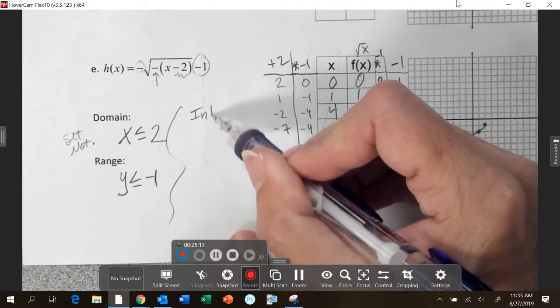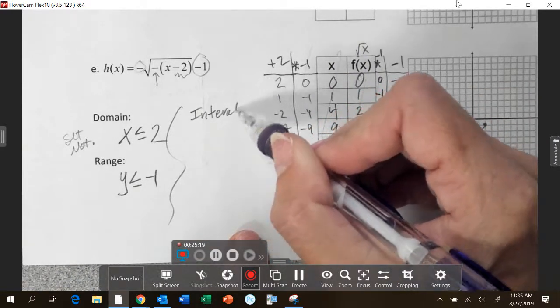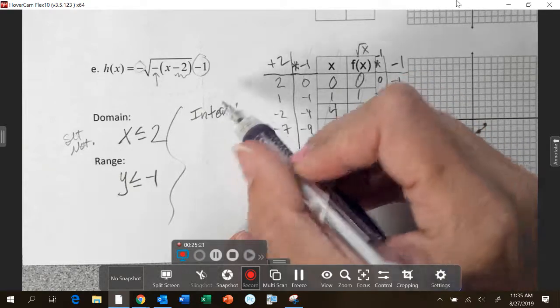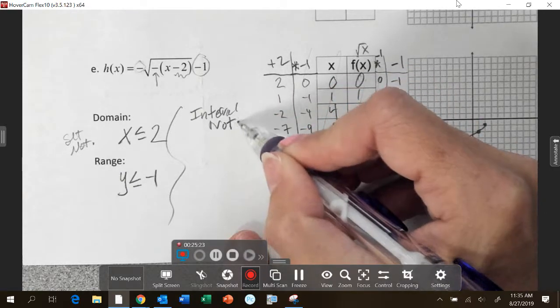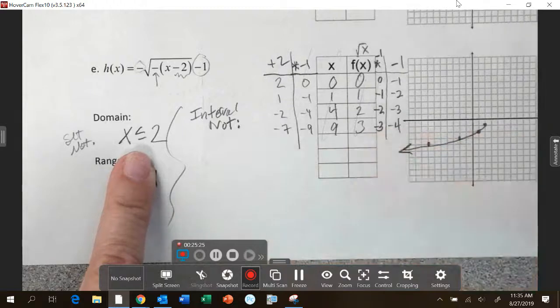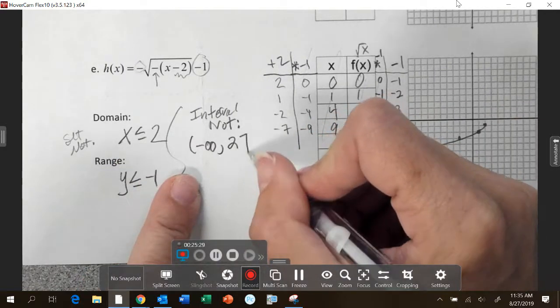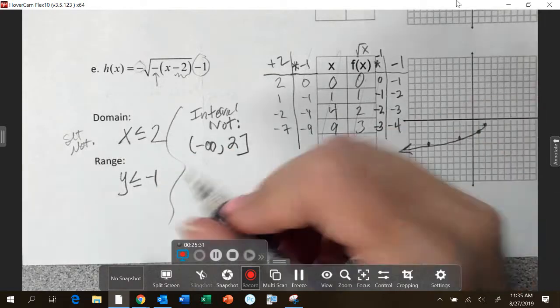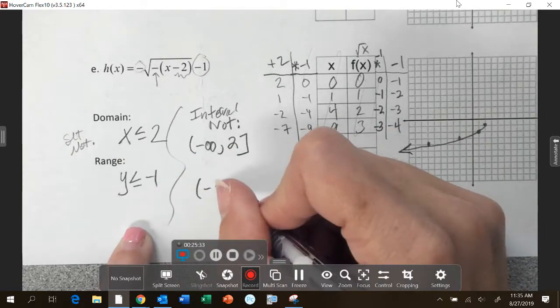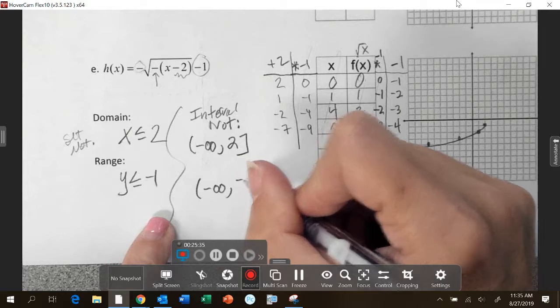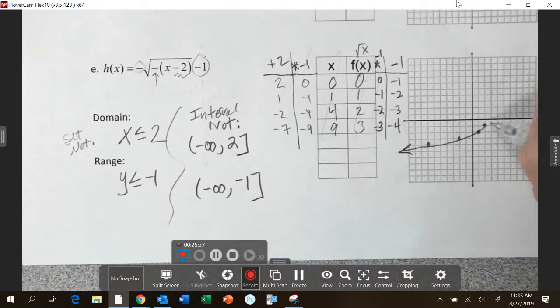In interval notation, we go from -infinity to +2, and it is equal to +2, so we use a bracket. For range, we go from -infinity to -1, equals -1, so we use a bracket.